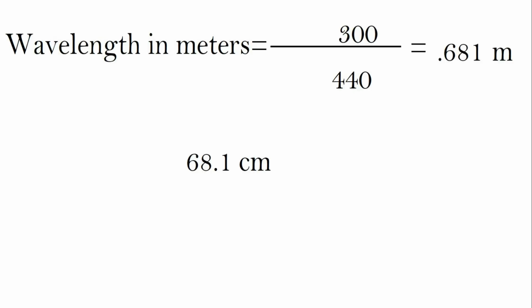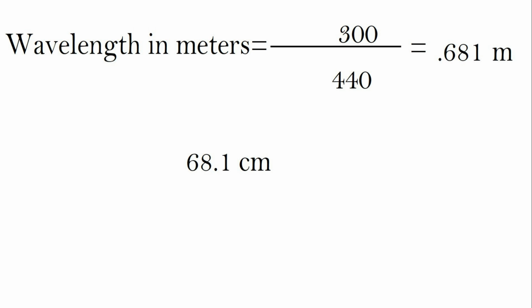So if we take a frequency of 440 megahertz and run it through the formula, we get 0.681 meters, converted to 68.1 centimeters. So your electrical length of your antenna is about the actual length of the radio wave. So if you make your antenna 68.1 centimeters long, it should be resonant at 440 megahertz.